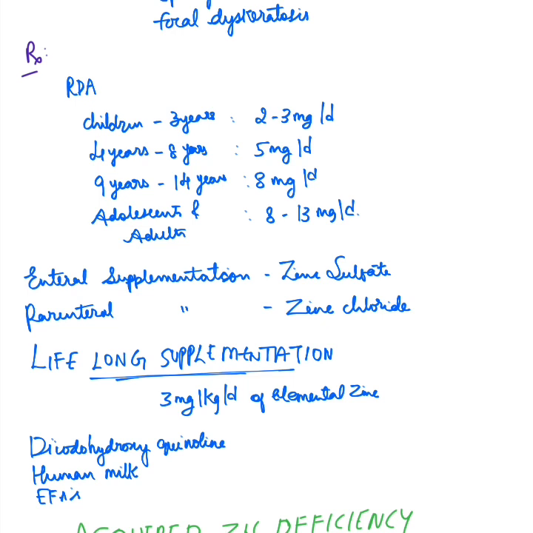In patients with Acrodermatitis enteropathica, because there is a gene defect, lifelong supplementation of elemental zinc is necessary. Because it typically presents in neonates, we have to start at 3 mg per kg per day of elemental zinc. Other supplementations with diiodohydroxyquinoline, human milk, and essential fatty acids can also be beneficial.